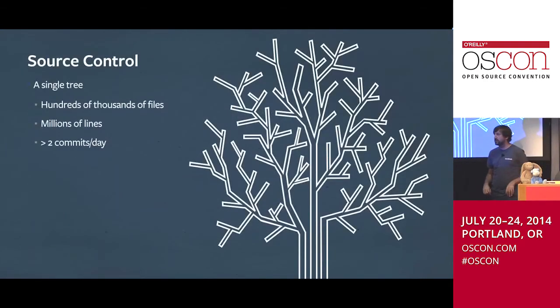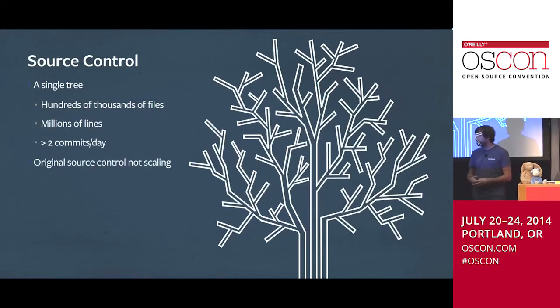Source control. We have 10 or more applications for Android. All the source code for all of those applications is held in a single source tree. I ran some numbers over the top of it. There are hundreds of thousands of files in there. That's millions of lines of code. It's a large amount of code. And I can't tell you the official number, but I can tell you there's more than 2 commits a day into that code base. It changes fast.